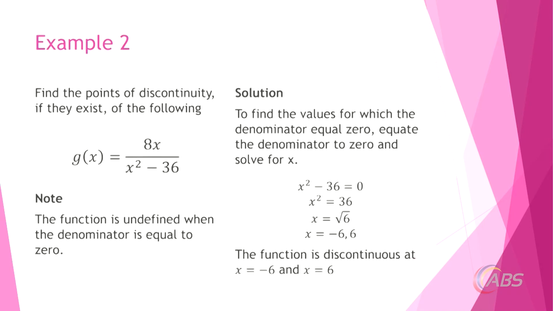I then take the square root, and remember that once you take the square root, it gives you two values, one that is positive and one that is negative. So both x values would be positive 6 and negative 6. Hence, the function is discontinuous when x is equal to negative 6 or positive 6. When I substitute any of these values into the denominator, that would give me 0.